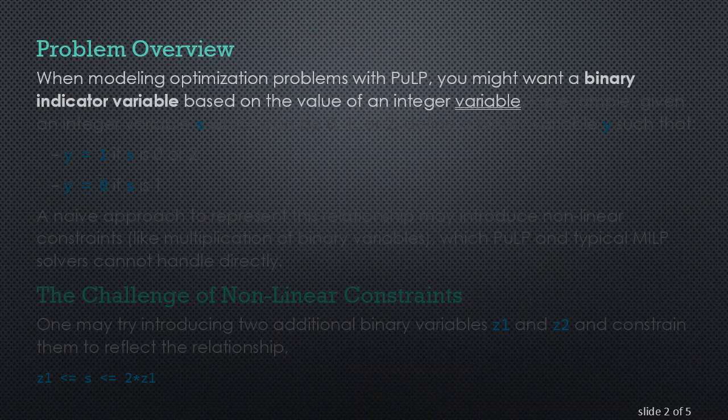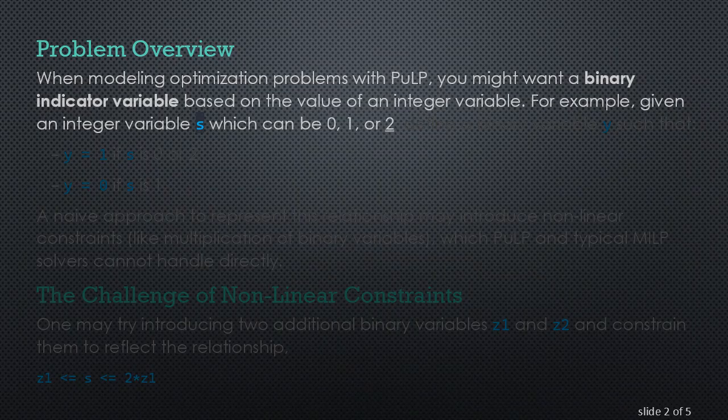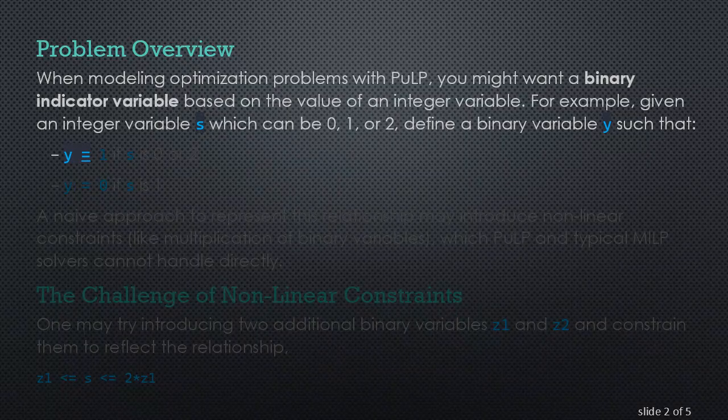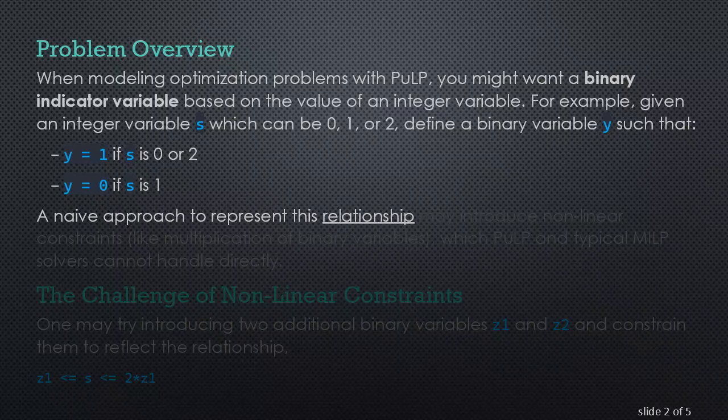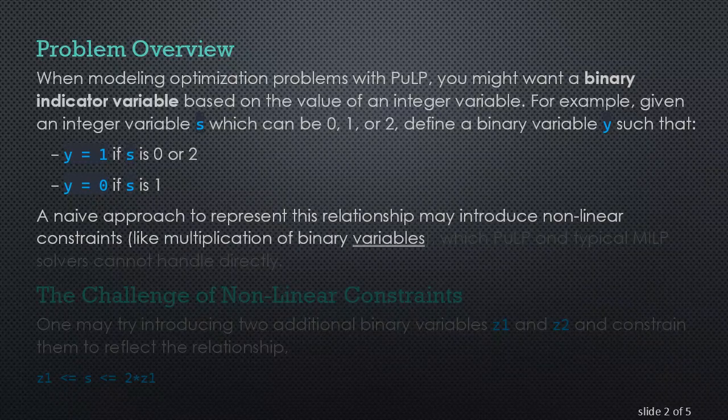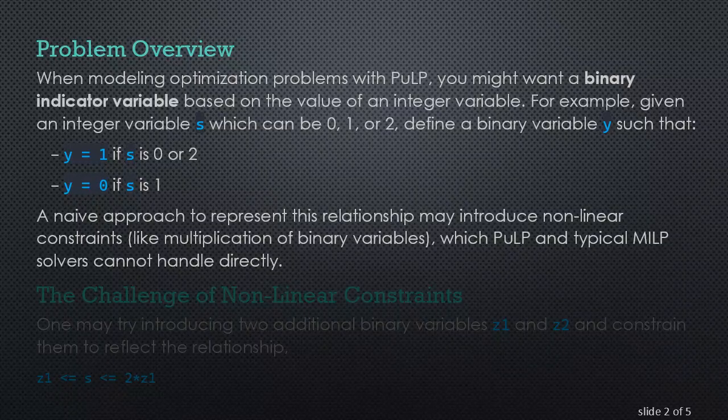an integer variable. For example, given an integer variable s which can be 0, 1, or 2, define a binary variable y such that y equals 1 if s is 0 or 2. y equals 0 if s is 1. A naive approach to represent this relationship may introduce nonlinear constraints, like multiplication of binary variables, which PuLP and typical MILP solvers cannot handle directly.